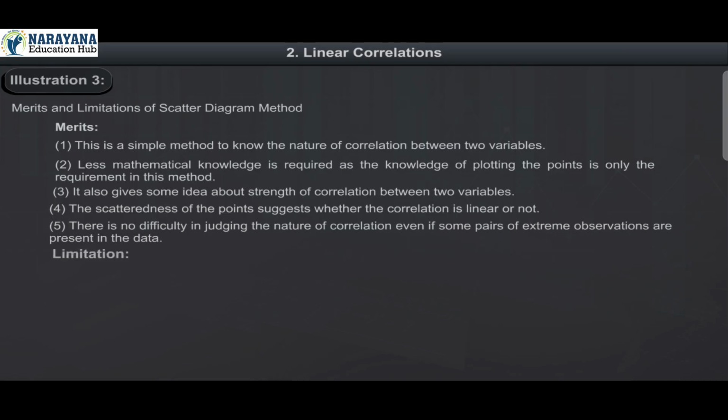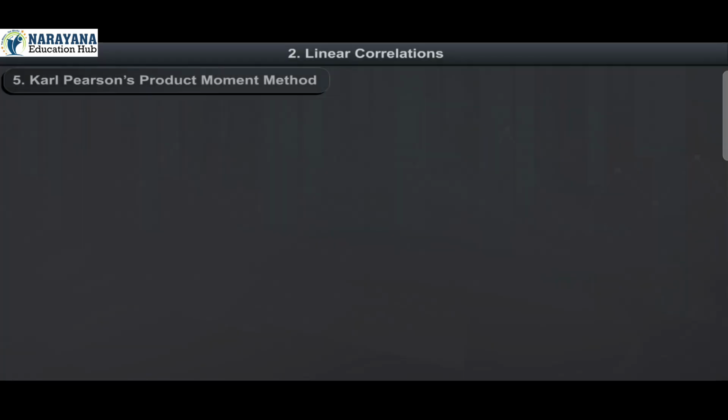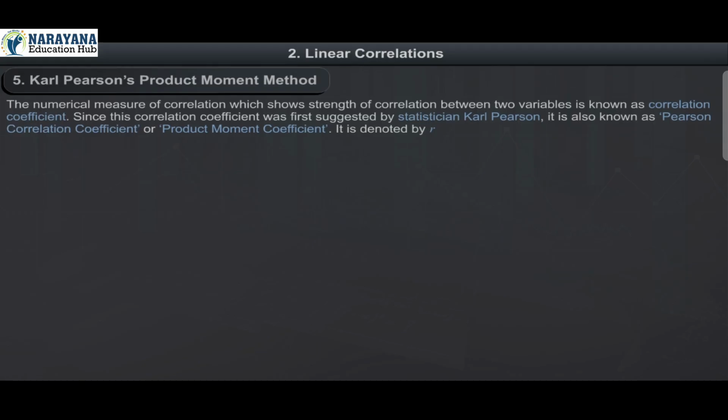Limitation. This method gives the nature of correlation and some idea about the strength of correlation, but it does not give the exact degree of relationship between two variables. 5. Karl Pearson's product moment method. The numerical measure of correlation which shows the strength of correlation between two variables is known as the correlation coefficient. Since this correlation coefficient was first suggested by statistician Karl Pearson, it is also known as Pearson's correlation coefficient or product moment coefficient.